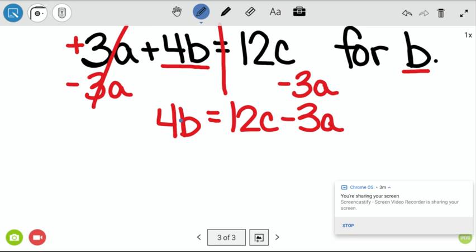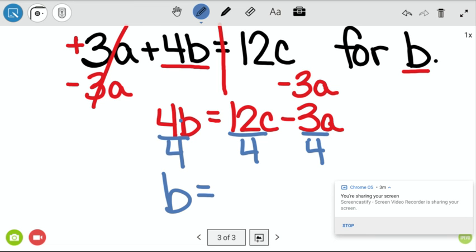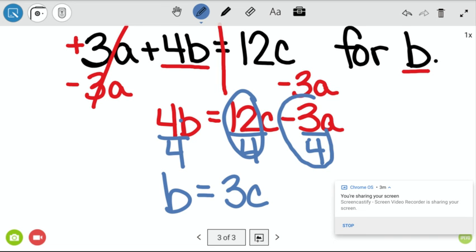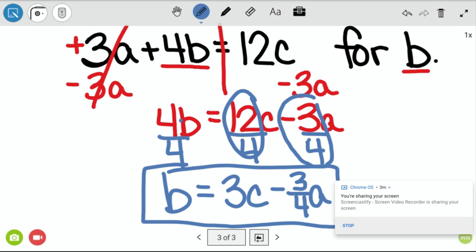But the b is still not by itself. It's 4 times b, so we actually have to divide each part by 4. If it comes out to a whole number, great, simplify it. If it doesn't, leave it as a fraction. So this leaves b equals 12 divided by 4 gives me 3c. Now, negative 3 divided by 4, that doesn't come out to a whole number. So we are going to leave it as negative 3/4 a. And that's all we have to do. This is simplified. B is by itself. I know it doesn't look complete, but that is what we have.